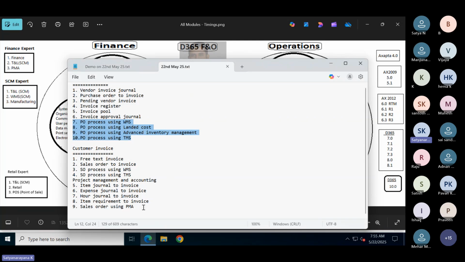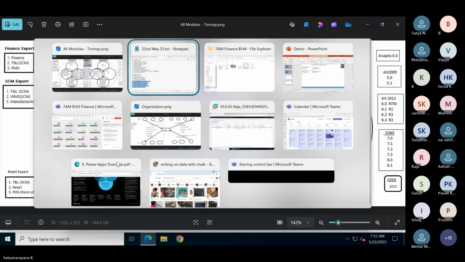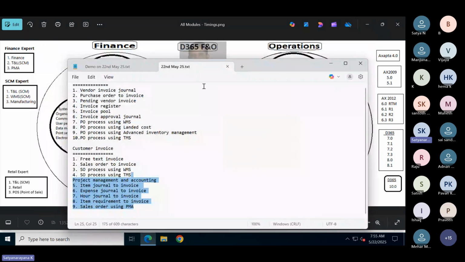In the same manner, project management and accounting, PMA, is a separate course. But I will give you a high level picture, a 2 hour session on what PMA is. You are going to learn a lot of these things, and these two also only at high level, because I cannot cover the entire subject.